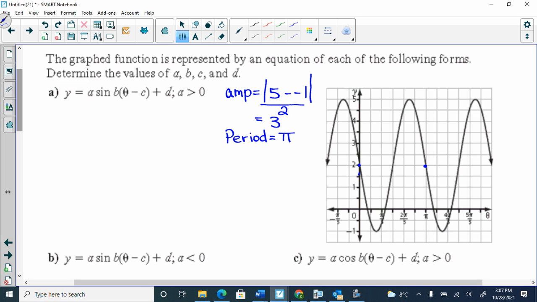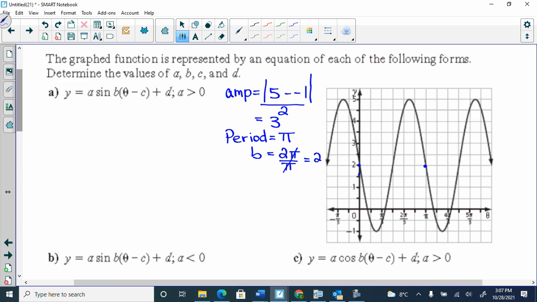I want B. B is 2 pi divided by the period, which is pi. So my B value is 2. Does that make sense? My B is 2. So my horizontal stretch is actually 1/2. Did it shrink by 1/2? Yes. Yes, I feel good about myself. I'm doing well so far.